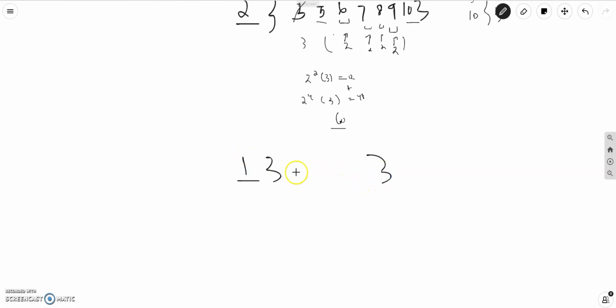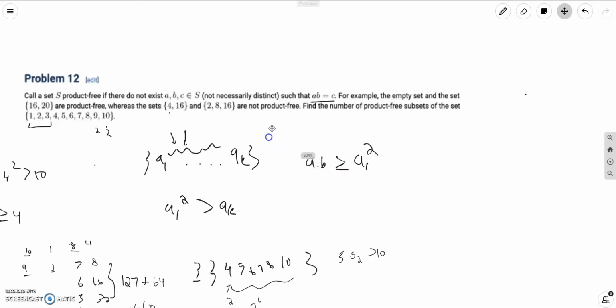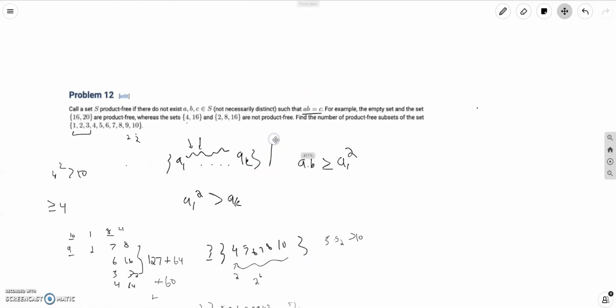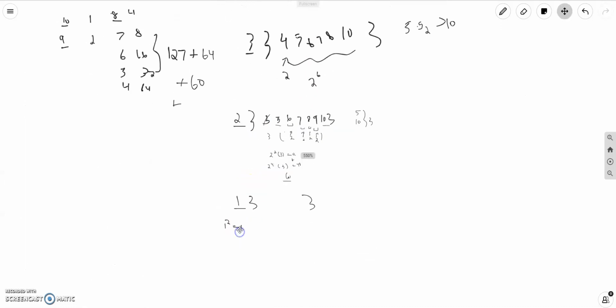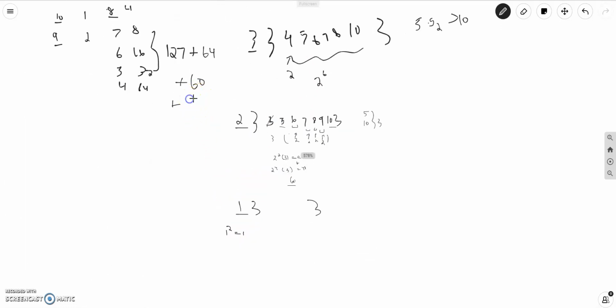This is a really easy case because 1 squared is equal to 1. If we put 1 in a subset, then we already have the restriction that AB equals C violated, and so we cannot do that at all. So we just add a plus 0 to our count over here.